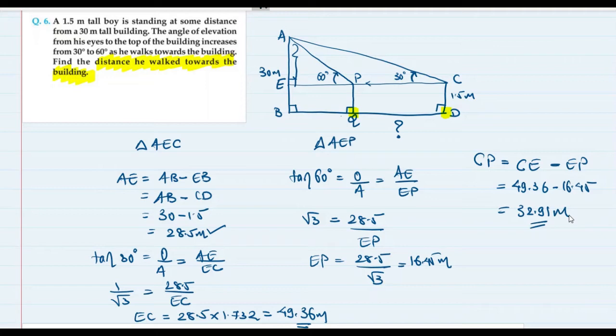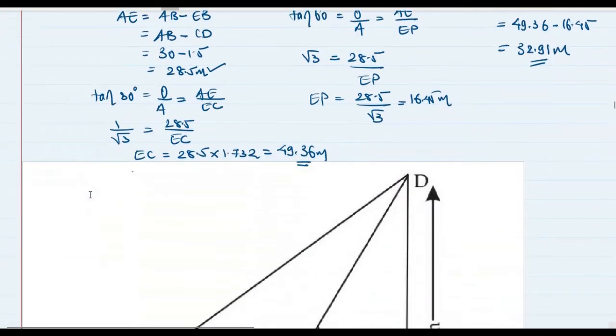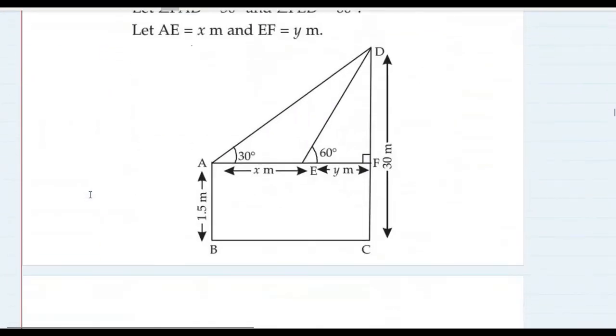So this is one of the types of questions which is a little bit complicated because there are two triangles involved. In both the triangles you had to apply trigonometry, so it becomes a little lengthy, but it's not difficult. Calculations are a little tricky here. Let's check the answer.